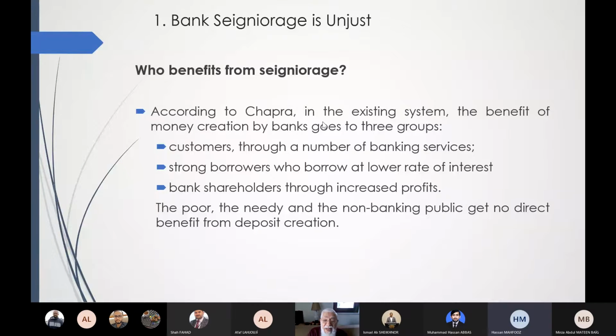Now, definitely the people who are not banked don't benefit at all from that. There is no direct benefit from deposit creation. Only non-bankers don't get it.